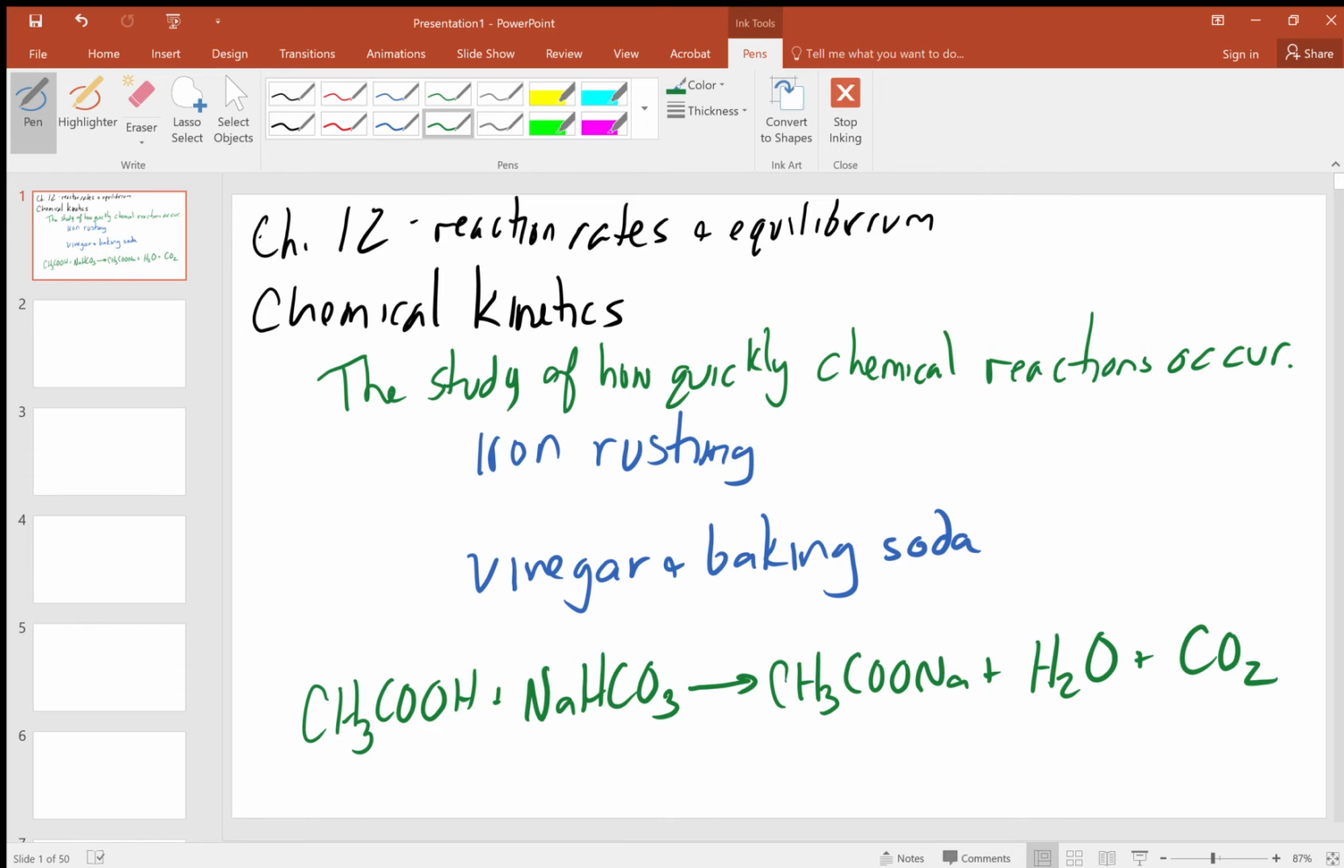But if you have a piece of iron sitting out, it's going to rust and form iron oxide. We all know from experience that that reaction doesn't happen instantly. That reaction takes days, weeks, months, and maybe even years for it to take place.